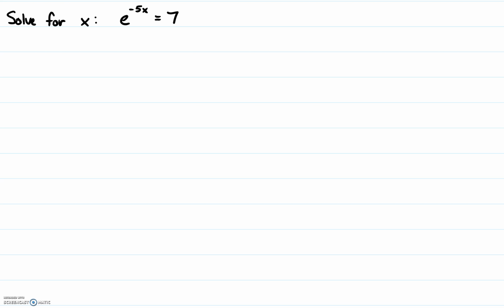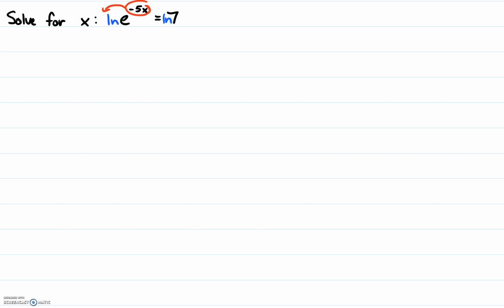But since we have e in this case, we're definitely going to want to take the natural log of both sides of the equation. And again, the thinking of this is if you have a logarithmic expression, you can pull the exponent of whatever's inside the log out front to become a coefficient. And in this case, that's going to bring our negative 5x out front as a coefficient. And that's just taking advantage of our power property of logarithms.